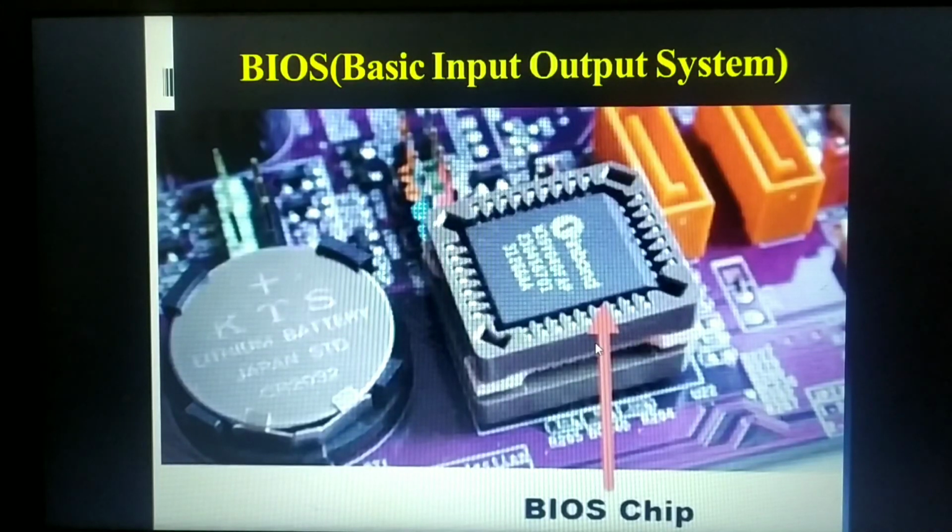So this was all about the BIOS and the north and south bridge chipset. In our next video we will discuss a few more topics.